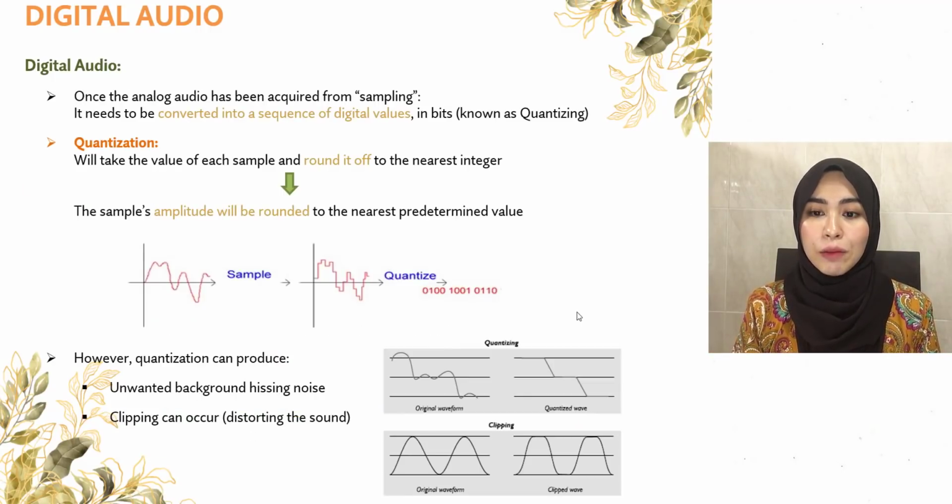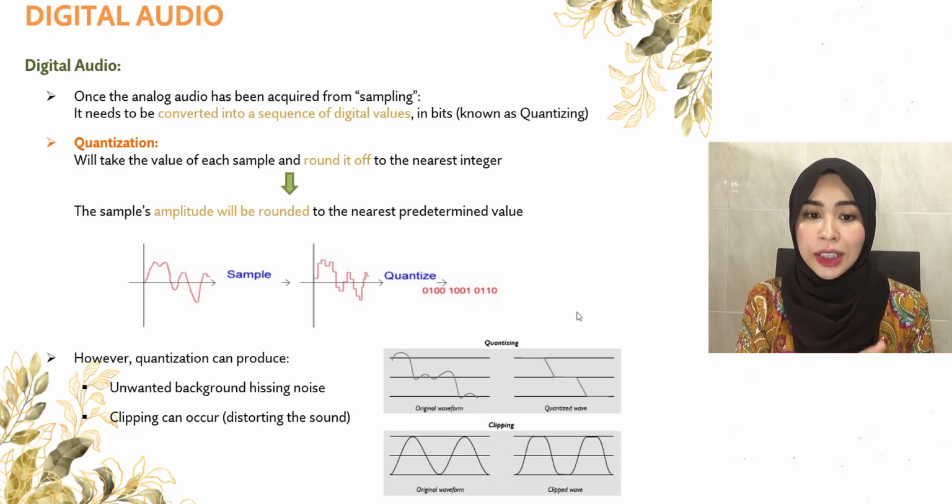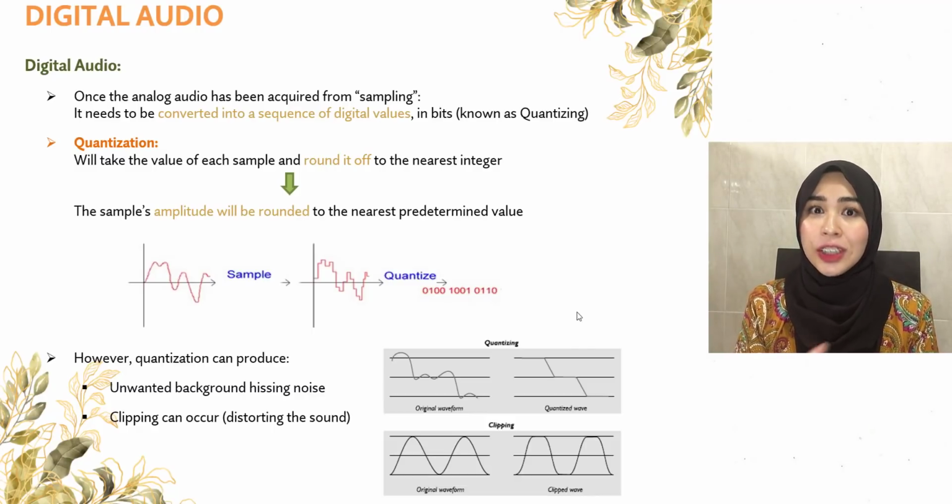So the next process in digitizing the sound, once we have recorded our sample, is called quantization. Once the analog audio has been acquired from sampling, which is our first process, it needs to be converted into a sequence of digital values in bits. Like I said, a digital sound will be recorded in bits, in digital form. In order for us to get our sound into bits, we need to go through a process called quantization.